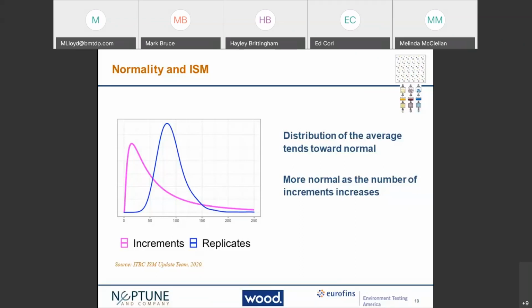And for ISM, when we increase the number of increments and the size of our incremental sample, the distribution of the sample results becomes closer and closer to a normal distribution, and the individual sample results become more and more precise.